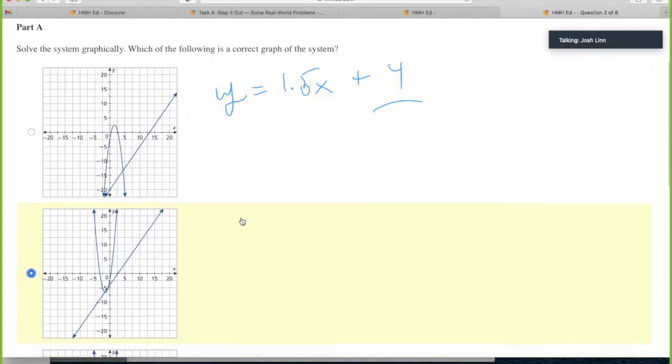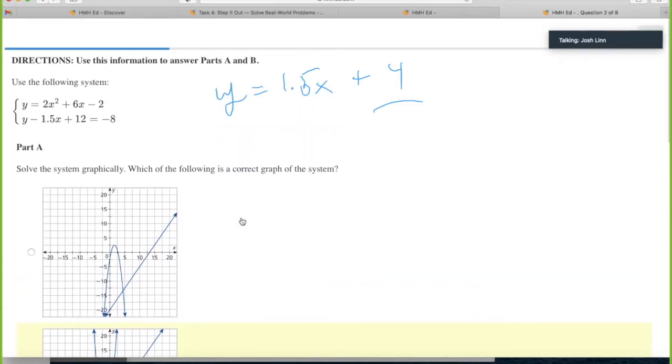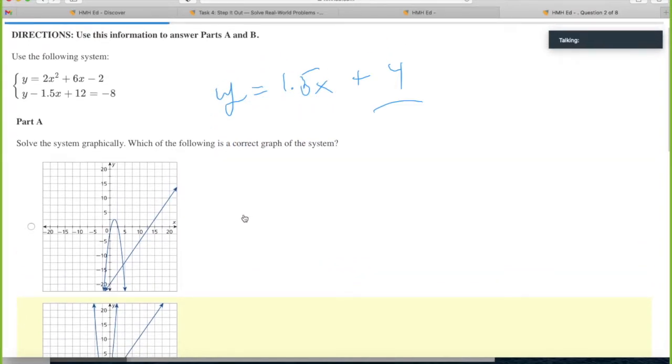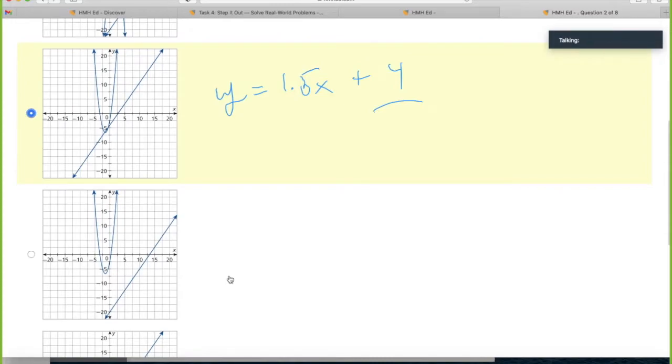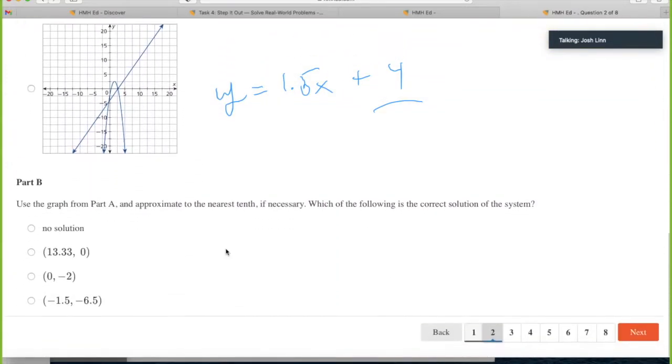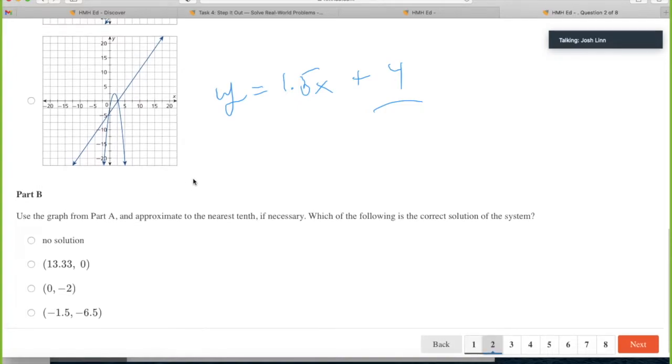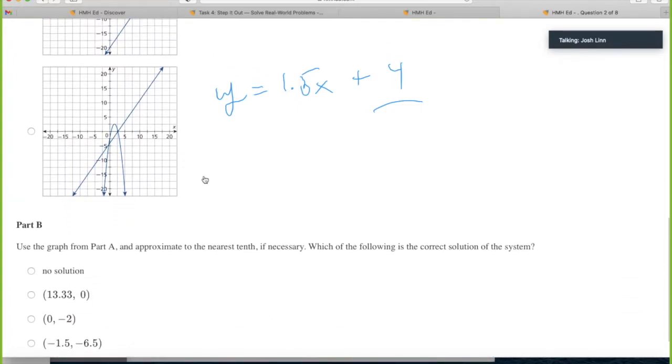So the answer in the book is totally different. But I stand by what I said. I like that one better. Yeah, they must have been doing a different problem. That's awesome. Anyway, so use the graph in part A and approximate to the nearest tenth if necessary. Which of the following is the correct solution to the system?